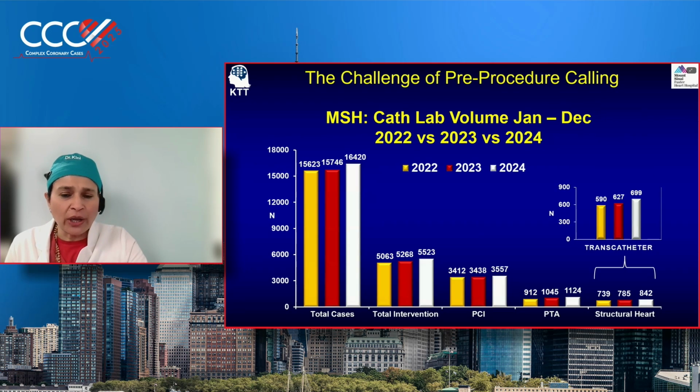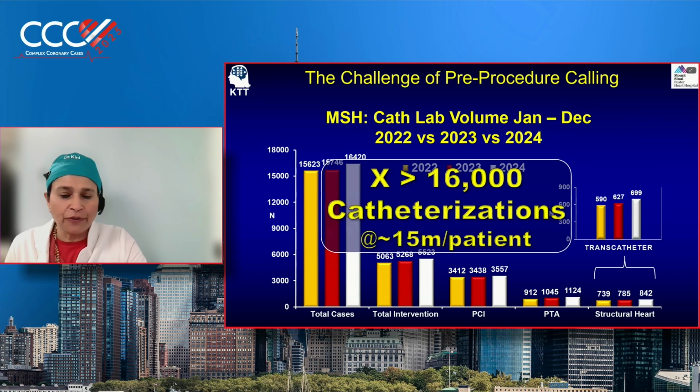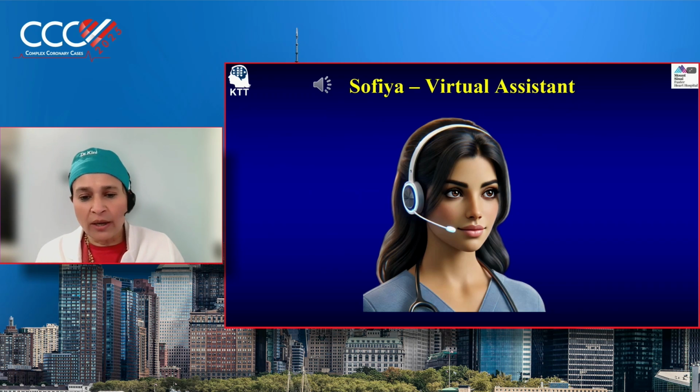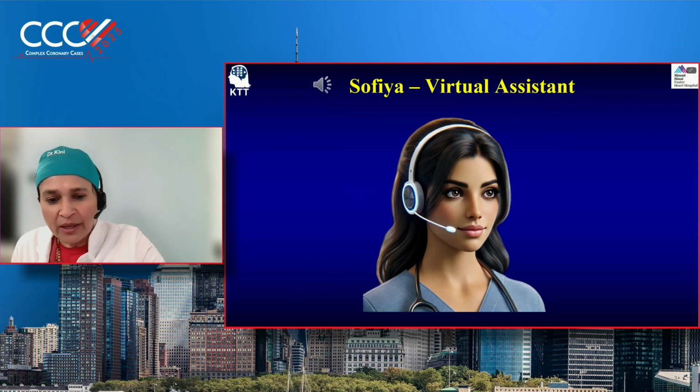So if you see here, Mount Sinai cath lab volume, almost 16,000 patients. Each patient takes about 15 minutes for the phone call. We created what is called Sophia, who will be the virtual USA pageant with a beautiful Indian face and a Spanish name, Sophia. So listen to her voice.